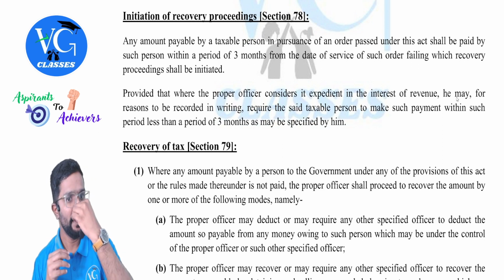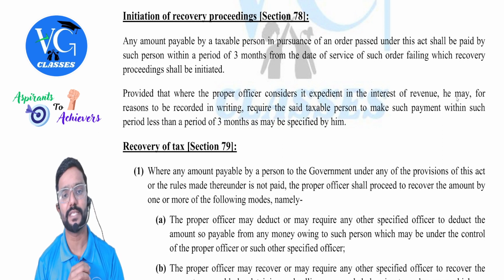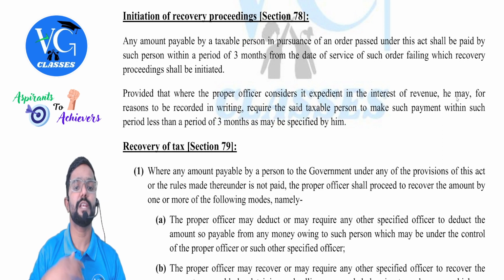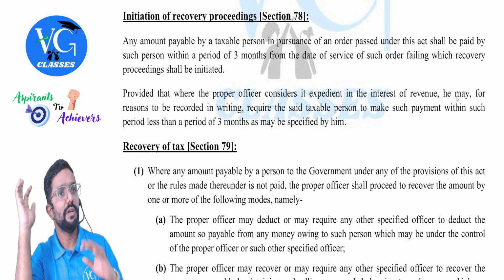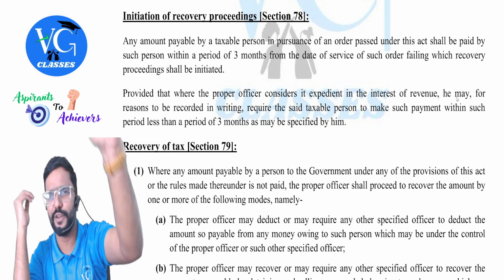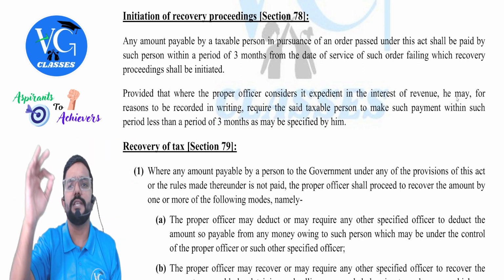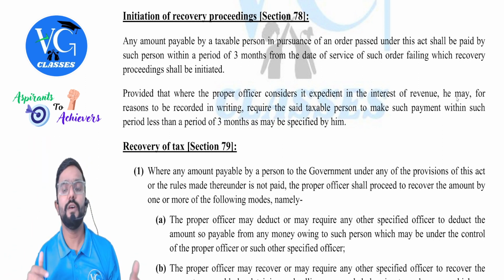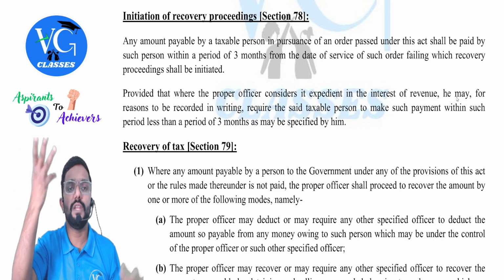Section 78. Any amount payable by a taxable person in pursuance of an order passed under this act shall be paid by such person within a period of 3 months from the date of service of such order, failing which recovery proceedings shall be initiated. Now, once an order is passed, assume under section 73 or 74 or 74A, under any section, after a demand notice, an order is passed. Even after that order, within 3 months, you didn't pay.